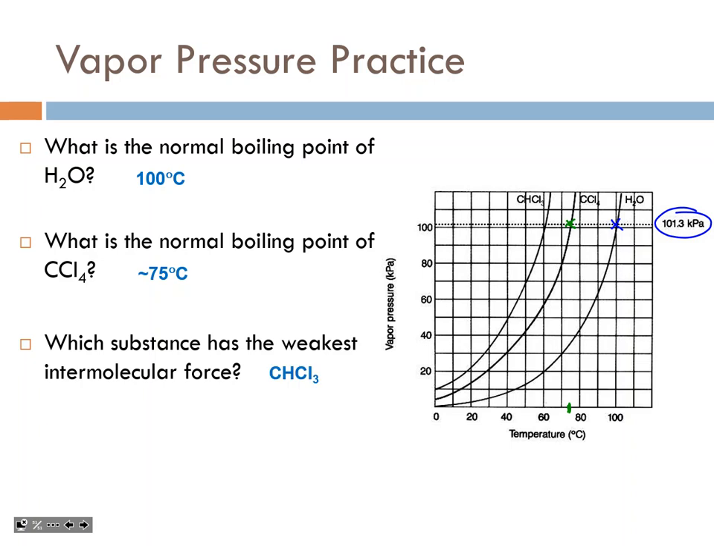CHCl3. Yes, it's supposed to be CHCl3, but I know it's really hard to see. But yes, because this line has the lowest boiling point, it is going to have the weakest forces. If we said which one has the strongest forces, which is the other one they could ask you, you would of course say water, because it has the higher boiling points at the different vapor pressures.